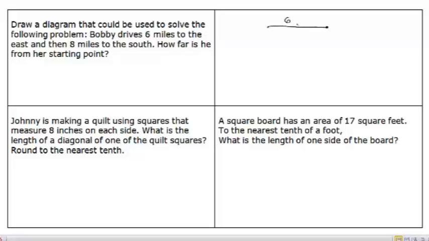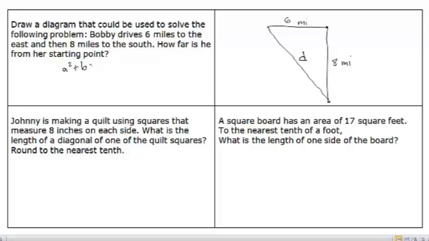So basically, if we go 6 miles to the east, which is to the right, and then 8 miles south, which is down, we end up with a shape. And if we draw a diagonal line between those 2 points, we end up with the distance between the starting point and the ending point. And that's a right triangle.